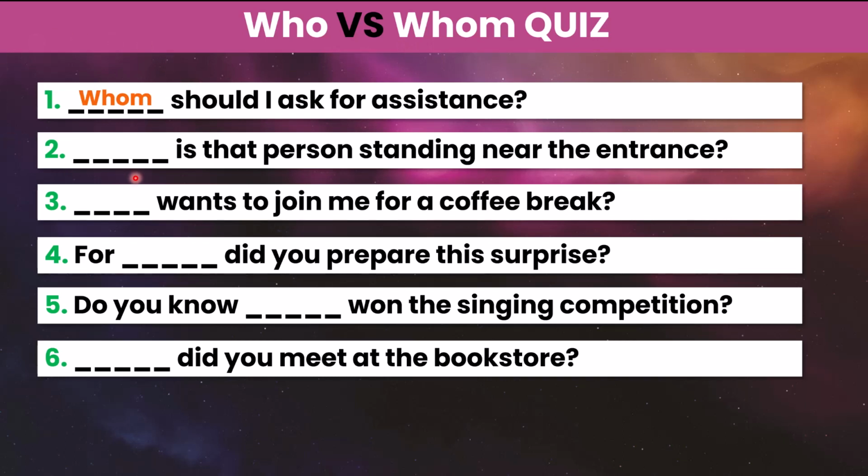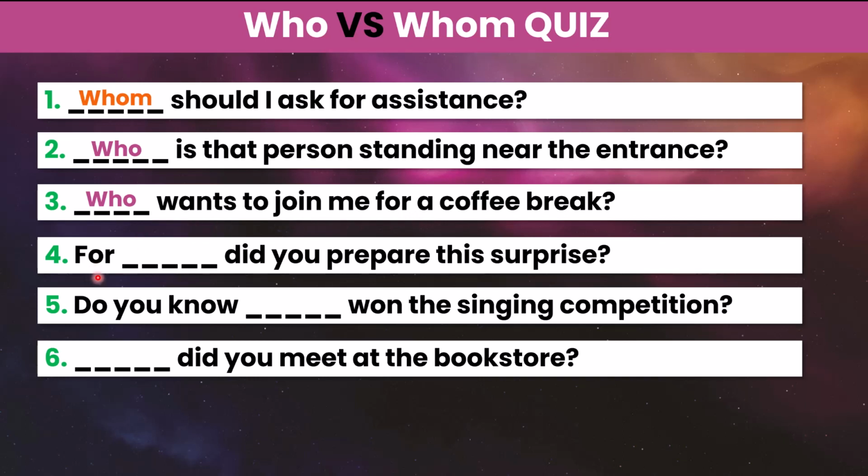Number 2, who is that person standing near the entrance? We could replace this with he. He is the person standing near the entrance. Number 3 is also who. Who wants to join me for a coffee break? This could also be replaced with he. He wants to join me for a coffee break.